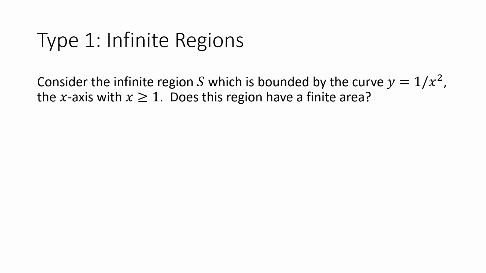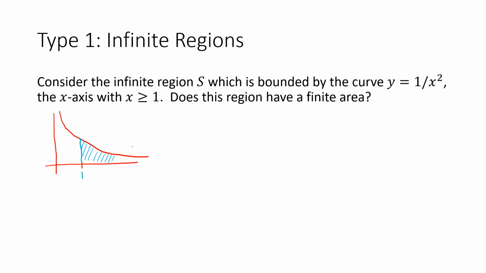So does this region have a finite area? Well, let's think about how we can solve this problem. To picture it, we imagine the graph of 1 over x squared, which will be this decreasing graph, and it'll tend towards 0 as x goes to the right. We're considering the region that it bounds between the x-axis and the curve, but only for values of x greater than or equal to 1. So it's just the region here.